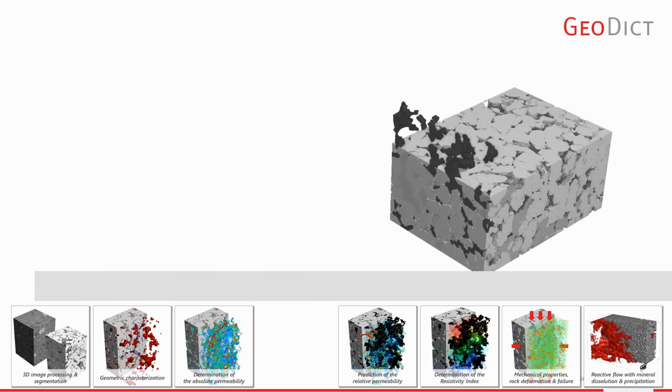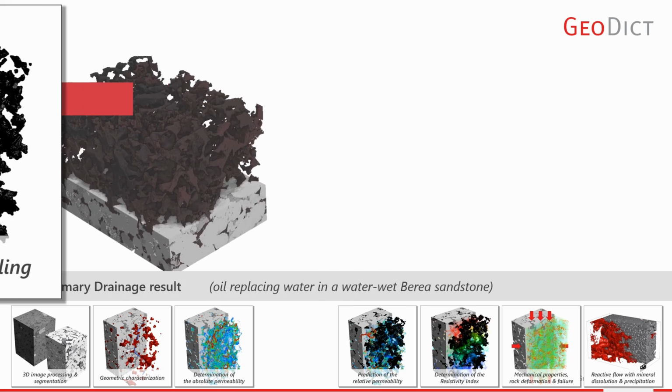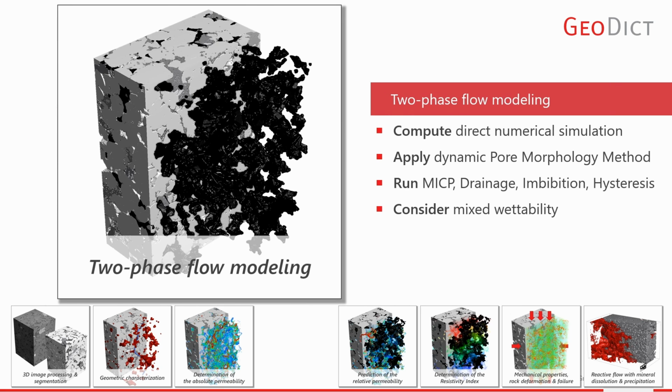So here we see an animation of a primary drainage computed in GeoDict. So oil invades and displaces the formation water. For modeling two-phase flow, we apply the dynamic pore morphology method for direct numerical simulations. So we use a morphological method that's running on the voxel grid, without any geometrical simplifications. In GeoDict you may run MICP setups as well as combinations of drainage and imbibition in order to compute an entire hysteresis cycle. And GeoDict considers mixed wettability setups as well.